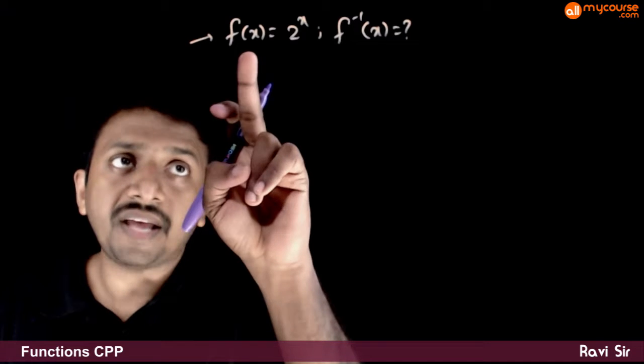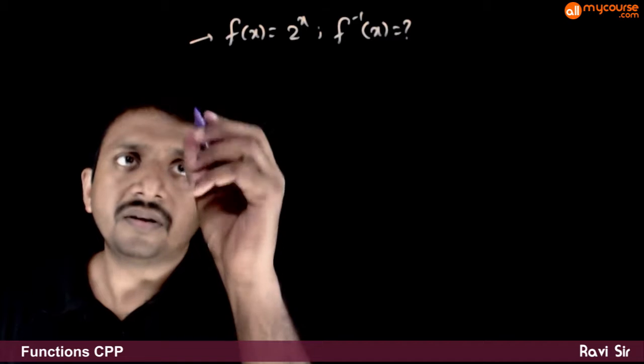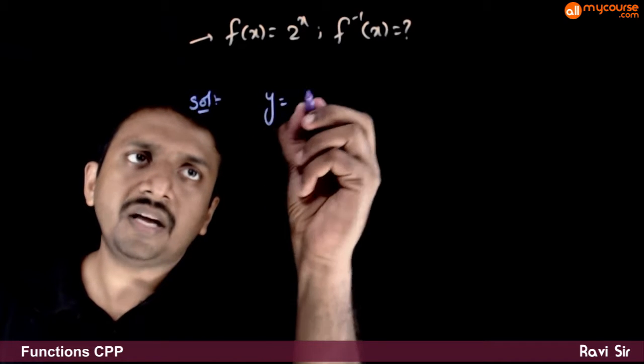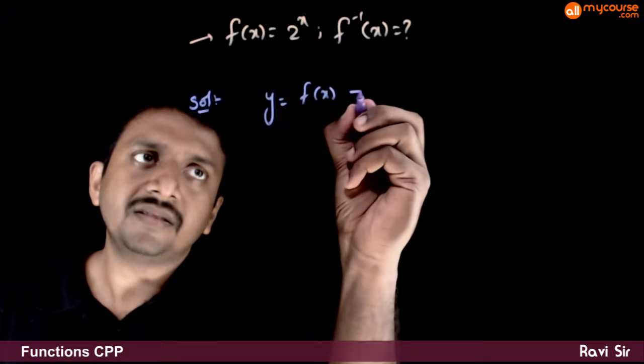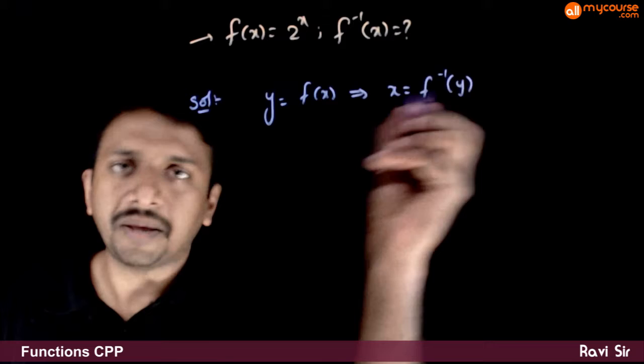So in this question, you're given f(x) is equal to 2 power x. You're asked to find the inverse function. So we have seen how to find inverse function. So if y is equal to f of x, this implies x will be equal to f inverse of y.